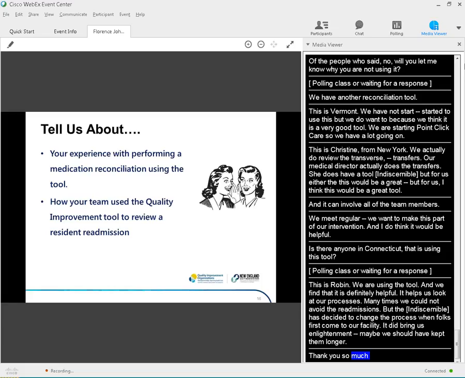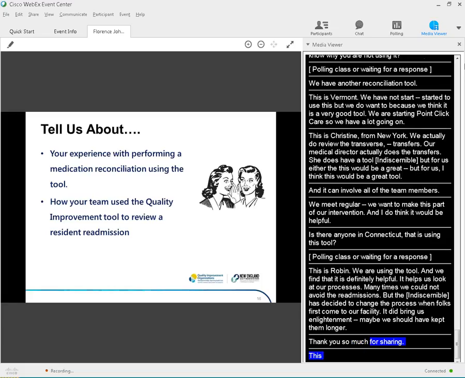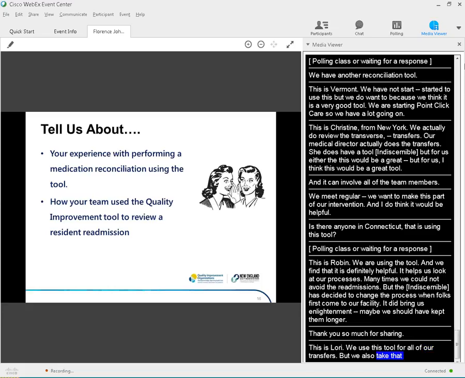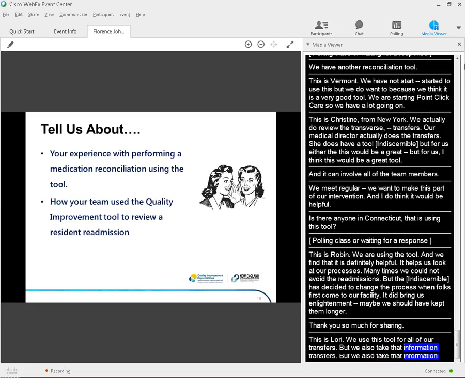Hey, Lori. Hi. We use that tool on all of our transfers for the ER and for readmission. But we also take that information and use it to fill out our Advance in Excellence sheet, the same information that they ask on Advance in Excellence.